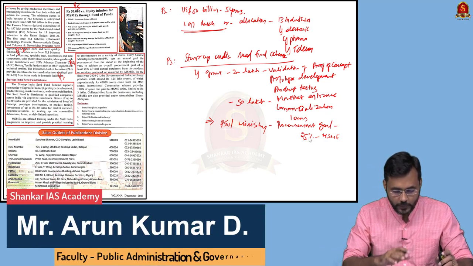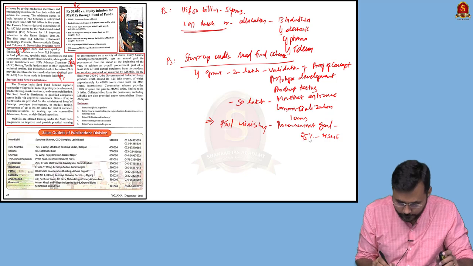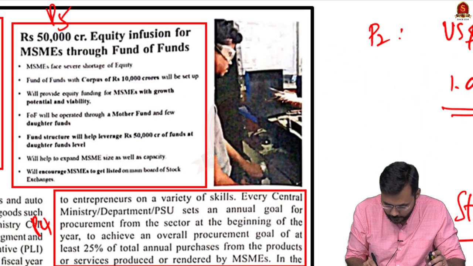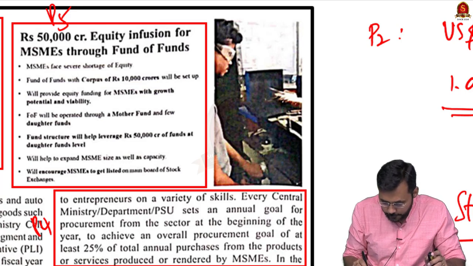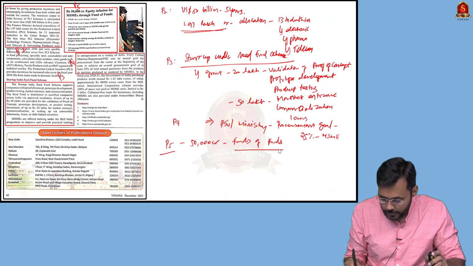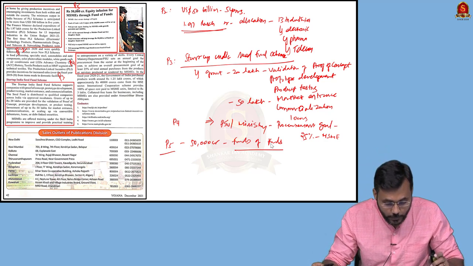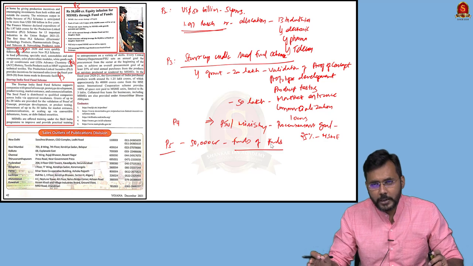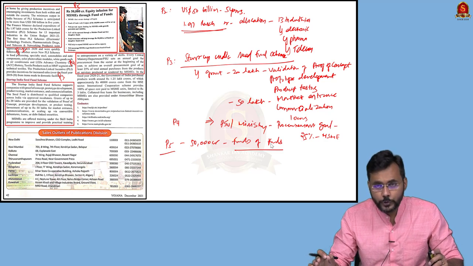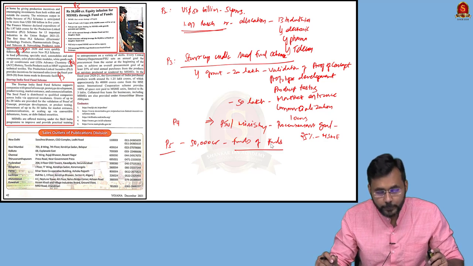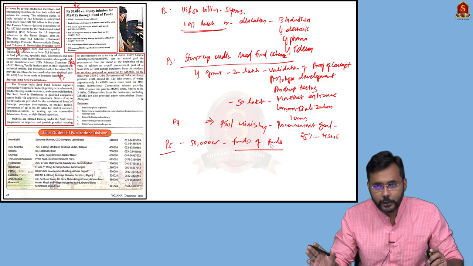Okay. Next thing is paragraph 5, this is paragraph 4, regarding this 50,000 crore fund. So this is another one created by the government for focusing on startups. They found that micro, small and medium enterprises have a serious shortage of equity. Equity is nothing but financial might. And this fund of funds will be set up for this, and they said the target is 10,000 crores.